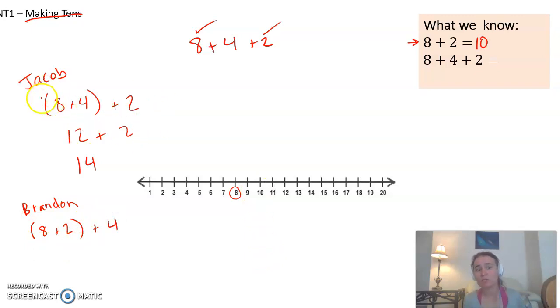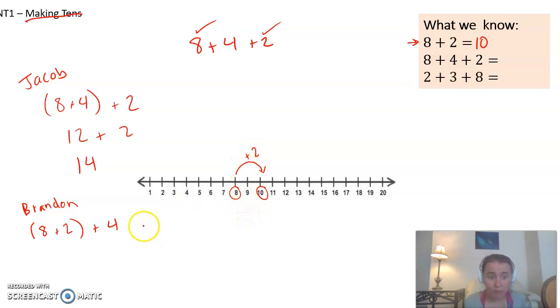I did the same thing with Jacob. I grouped what he did first. Okay, Brandon, interesting. So you added the 8 and the 2 first. Why did you do that? Because 8 and 2 makes 10, and it's really easy to add numbers to 10.